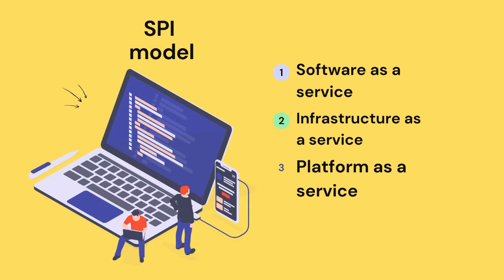Okay, so here is the SPI model. SPI model is also the name for the service model provided by cloud computing. Actually, there are three broadly categorized services: software, platform, and infrastructure as a service. That's why it is called SPI, software, platform, and infrastructure as a service.